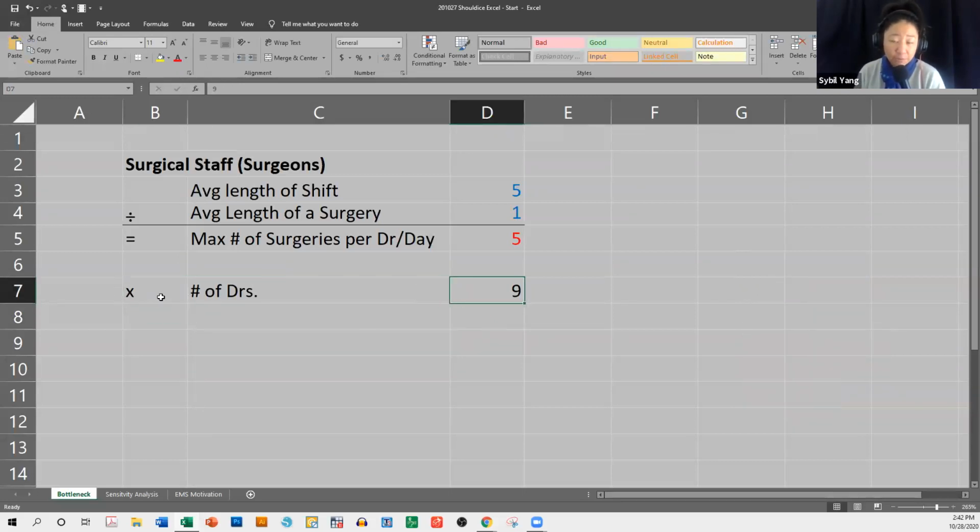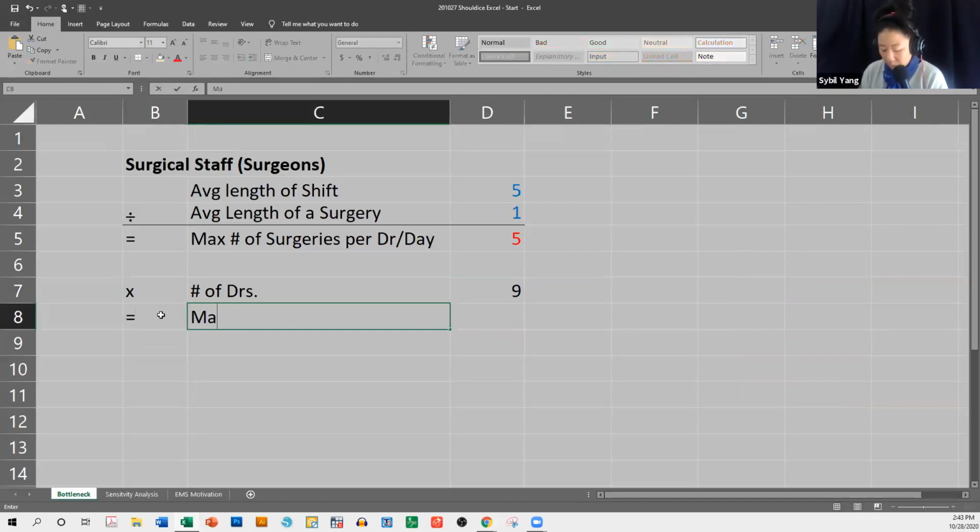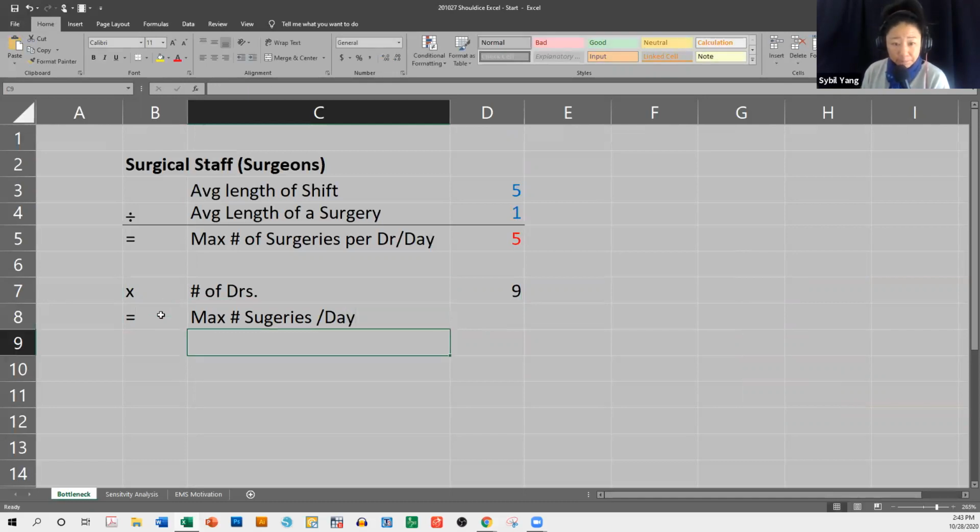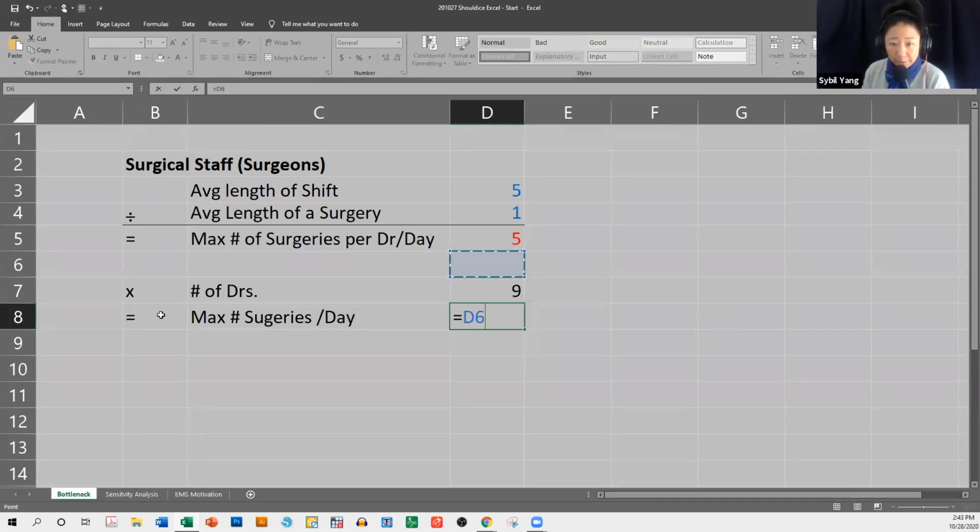Now, you have to ask yourself, what about the surgical assistants? Are they actually performing surgeries, or is it really up to the primary surgeon and not a surgical assistant? Equals max number of surgeries per day. If each of these 9 doctors can do 5 surgeries a day, that means at the most we can perform 45 surgeries a day.